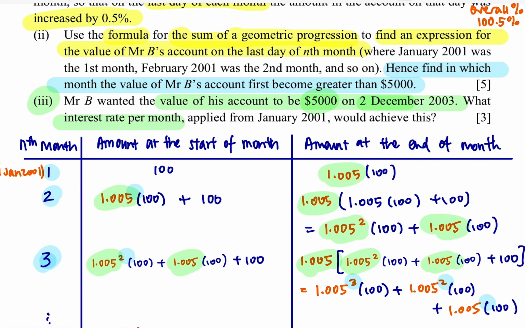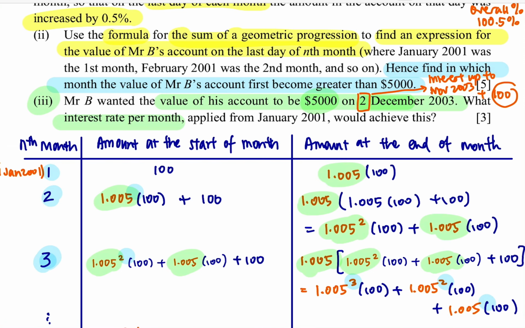But before we just jump into conclusion, do take note that this is 2 December 2003. What does that really mean? On 2 December 2003, you will only have the interest up to November 2003. The interest in November 2003 you will still have, but in December 2003 you will not have that interest because it's not at the end. But not just that, you will also have the $100 that you add on 1st December 2003. So keep that in mind, okay?